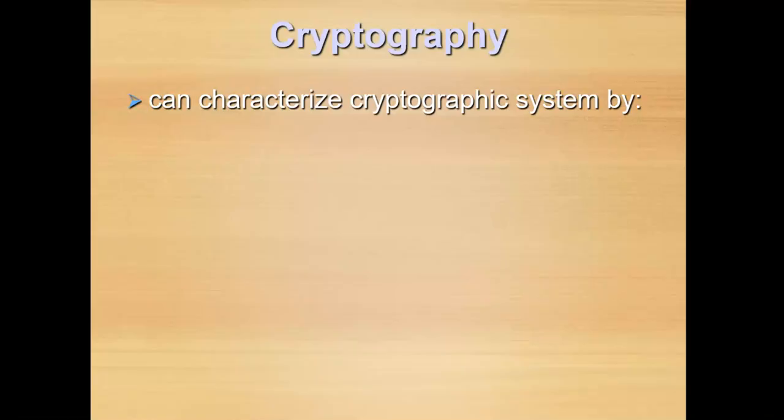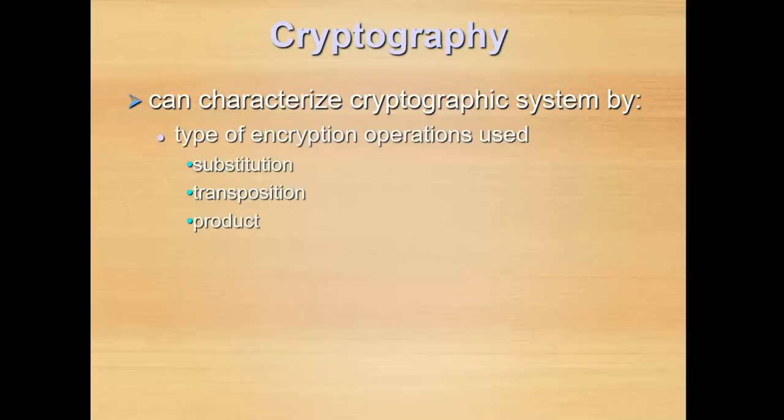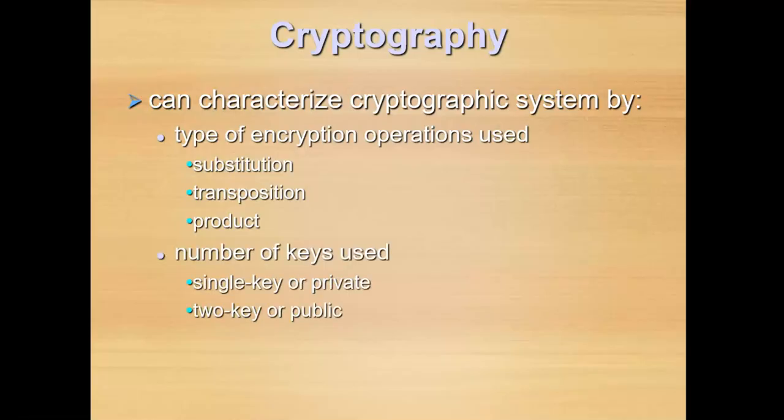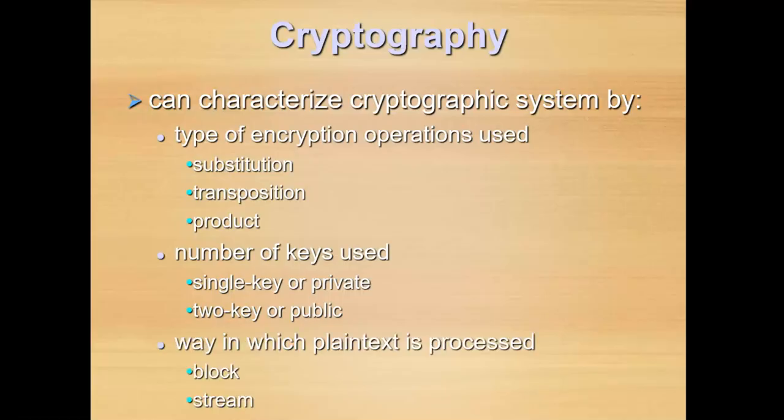Normally, cryptography is characterized along three dimensions for a cryptographic system. The first one is the type of encryption operations we use. We can go for substitution techniques, transposition techniques, or product techniques. The next is the number of keys used: single key or private key, which is also known as a private or symmetric encryption algorithm, and the second one is two-key or public key cryptosystem. And the third one is the way in which plain text is processed.